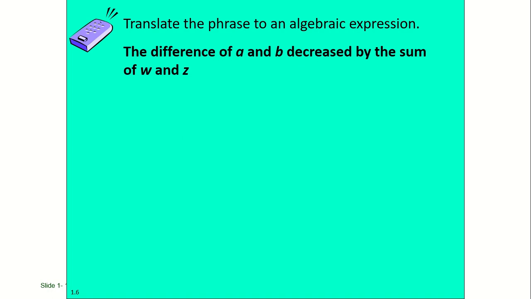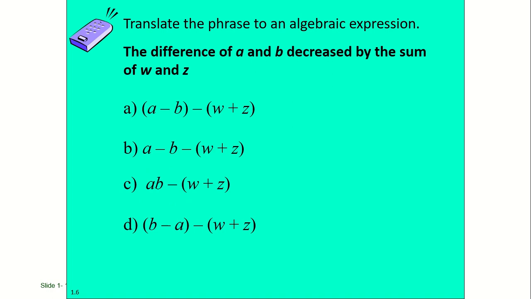The difference of A and B decreased by the sum of W and Z. Is it A, B, C, or D? The correct answer here is letter A. Although A and B could be accepted, however, our rule, terms should be separated by a parenthesis.